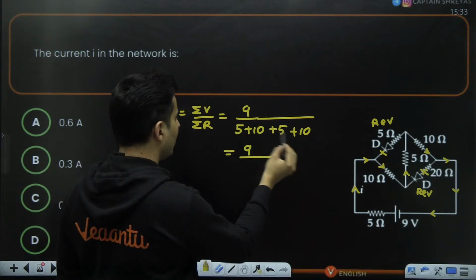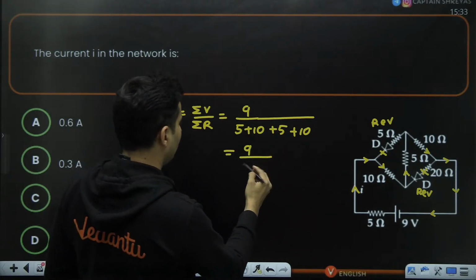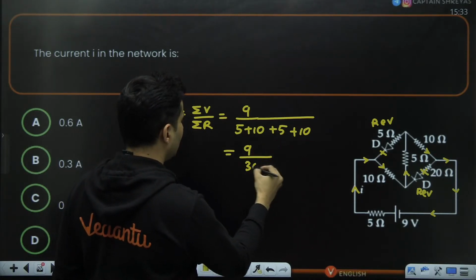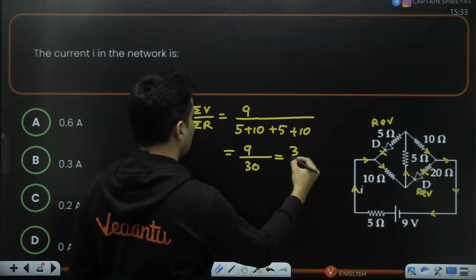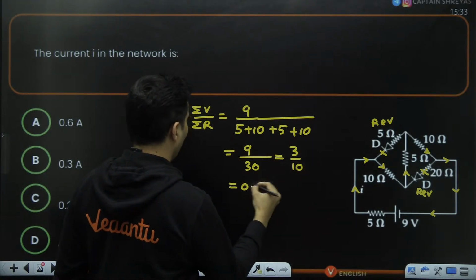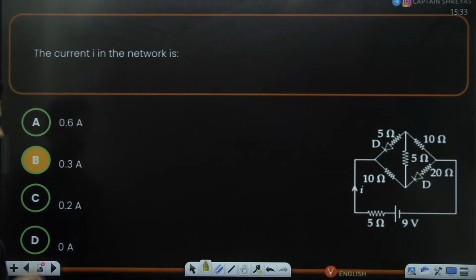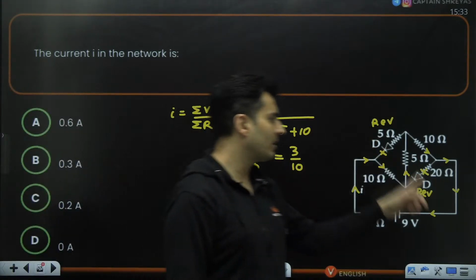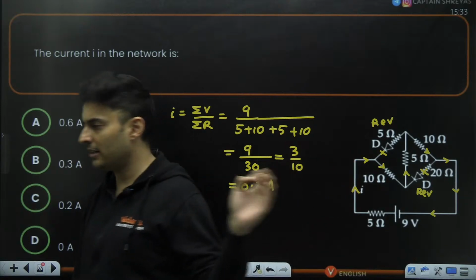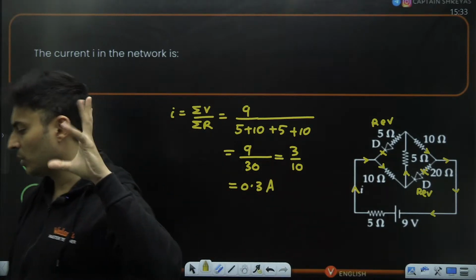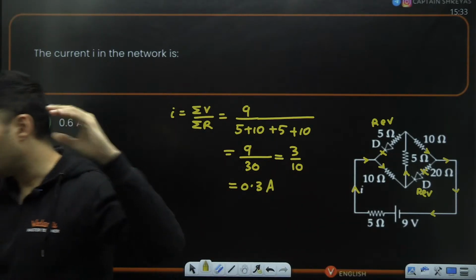So it will be 9 by, what is this? 5 plus 5, 10, 10, 10, 10, 30. So this will be 3 by 10, which is nothing but 0.3 amperes. 0.3 amperes is B option. Very good. So both the diodes were reverse bias in this specific arrangement. That is why no current went through them. The current will go through an alternate route.